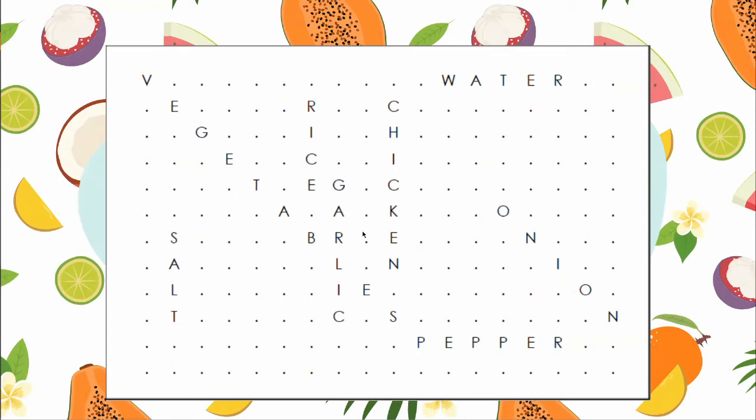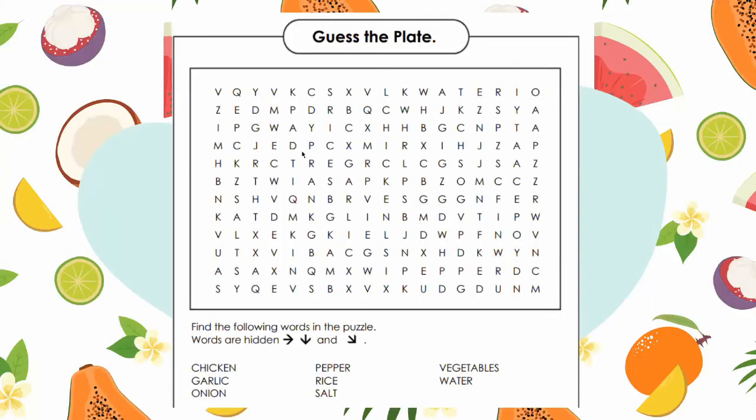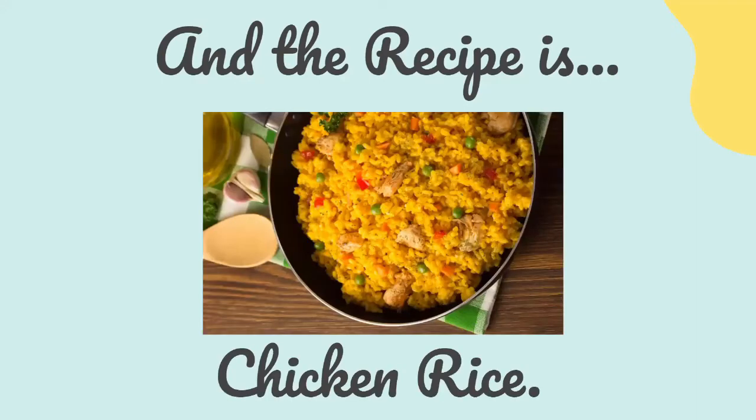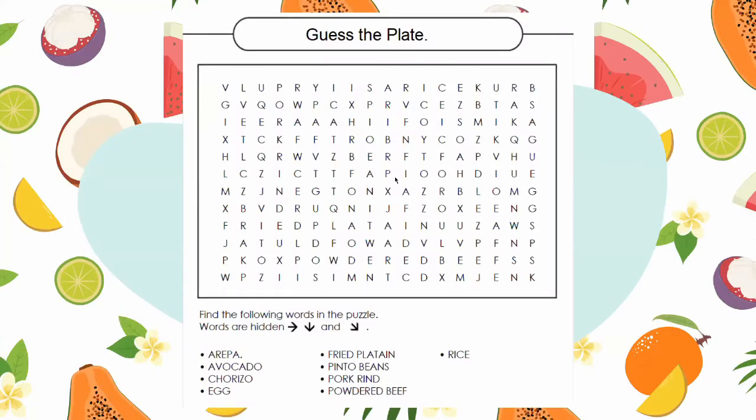Now let's move on into the following one. But first of all, I want to ask you, what recipe do you have with chicken, garlic, onion, pepper, rice, salt, vegetables, and water? What do you think the recipe is? So yeah, I hope some of you guessed it. The recipe is chicken rice. Here you have the rice, the chicken, peppers, some vegetables like carrot. And yeah, so cool. Let's move on into the next one.